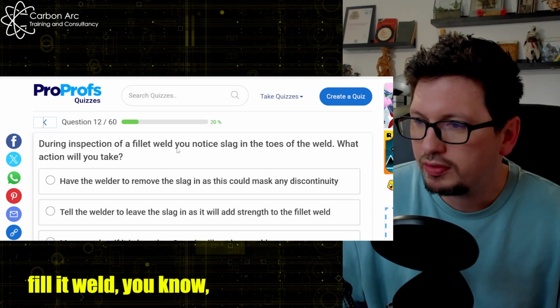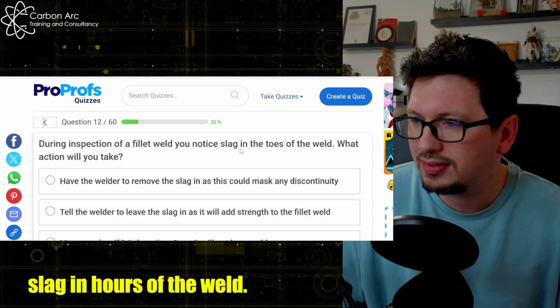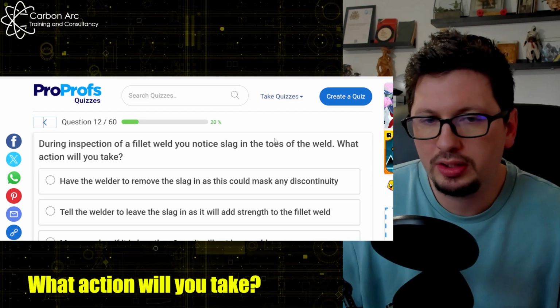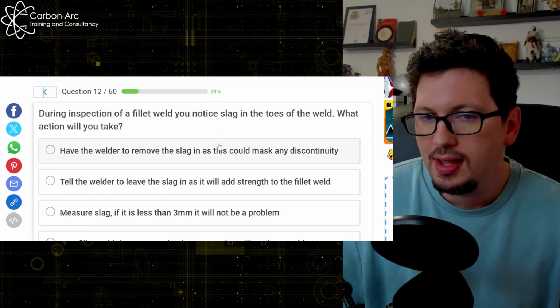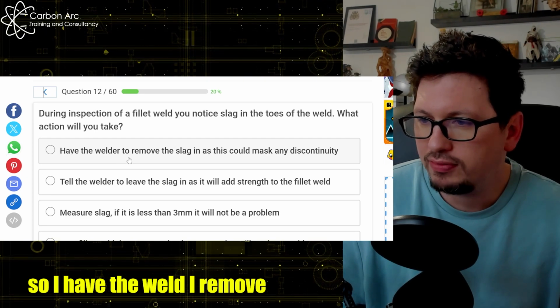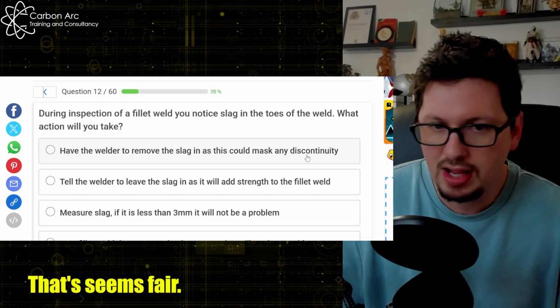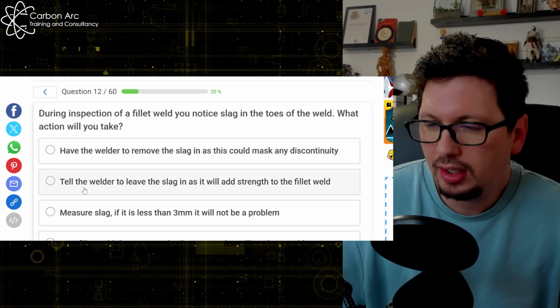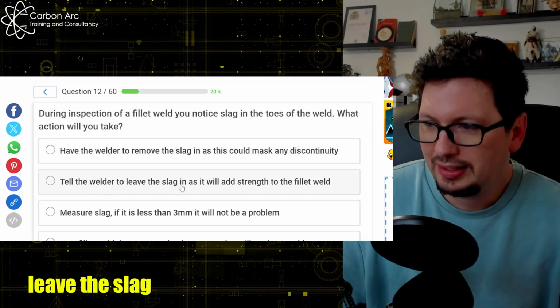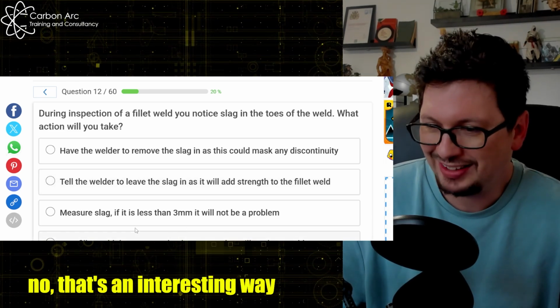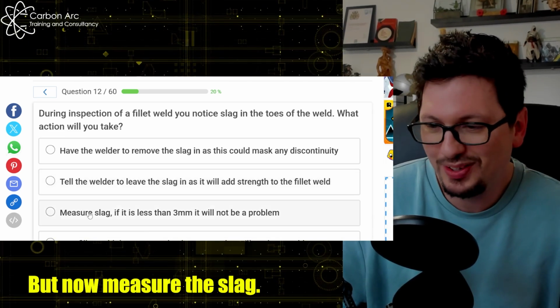During inspection of a fillet weld, you notice slag in the toes of the weld. What action will you take? Okay, so let's have a look. Have the welder remove the slag as it could mask a discontinuity. That seems fair. Tell the welder to leave the slag as it will add strength to the fillet weld. No. That's an interesting way of looking at it, but no.